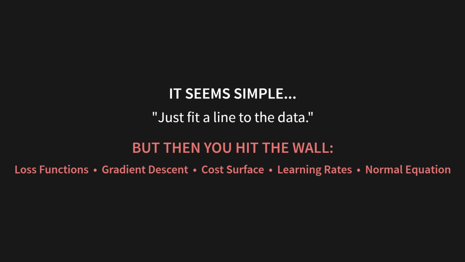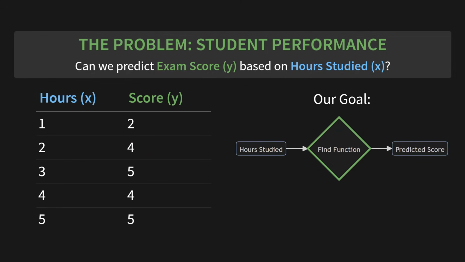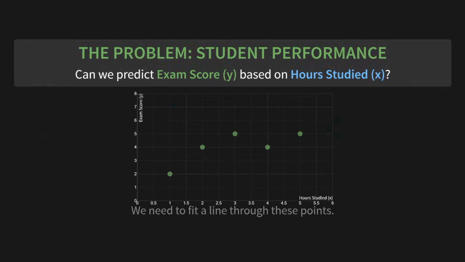Let's cut through all of that noise. We'll use a simple problem, student performance. Can we predict an exam score based on hours studied? Look at this data. 1 hour, a score of 2. 2 hours, a score of 4, and so on. When you plot this data, you get these points. The challenge? Fit a single line that best represents all of them.